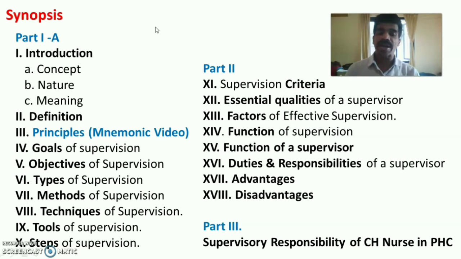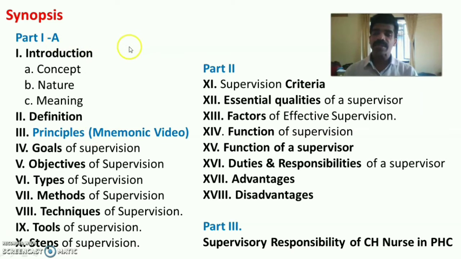I have covered the maximum content and maximum areas of the topic of supervision. So I would like to make three parts because it is very broad, very vast, and because it is an important topic in both community health nursing and administration. Part A consists of introduction, which includes the concept of supervision, nature of supervision, meaning of supervision. Then I have included three definitions of supervision in this video. Then goals of supervision, objectives of supervision, types of supervision, methods of supervision, techniques of supervision, tools of supervision, and steps of supervision. So this is the content I include in today's video, that is the part 1A session.